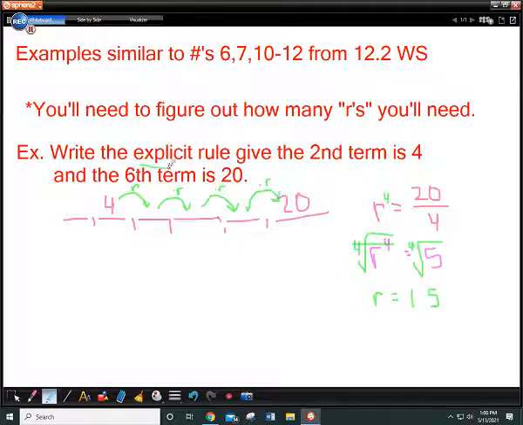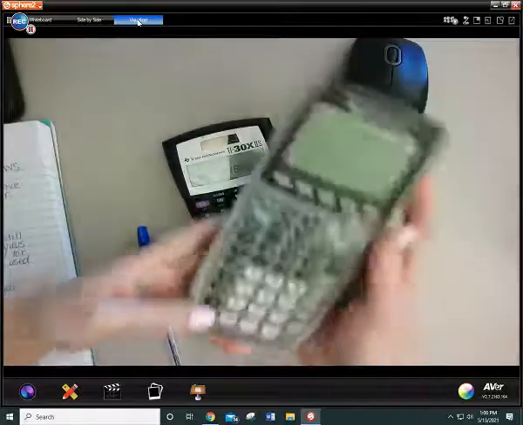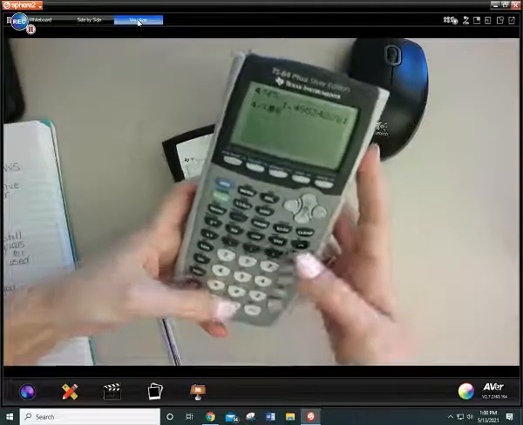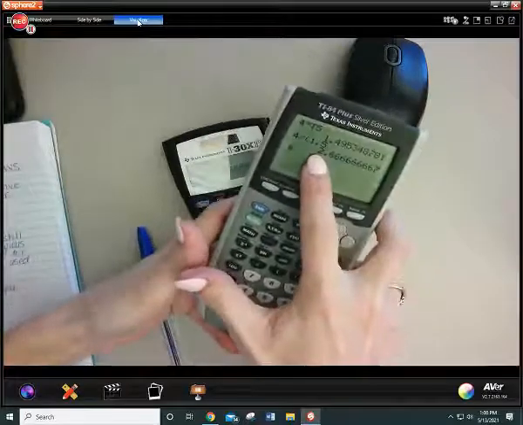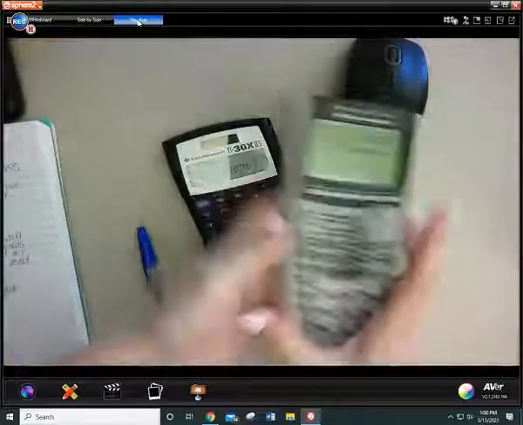Okay, so now we can write our explicit rule. Our explicit rule is going to be f of n equals, but we don't know what our first term is. Well, if they are multiplying by 1.5, let's divide by 1.5. Let's take our 4 and divide it by 1.5 so that we get that the first term is 2 2/3. If you don't know that, let me show you here.